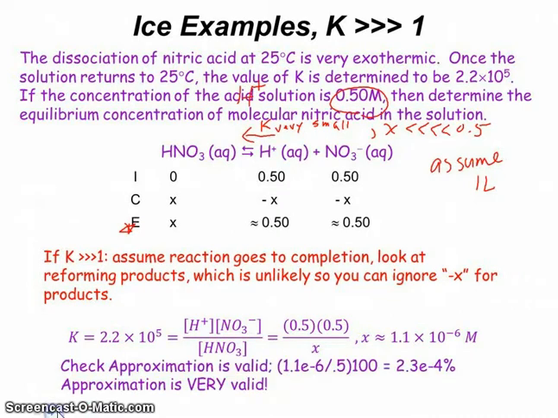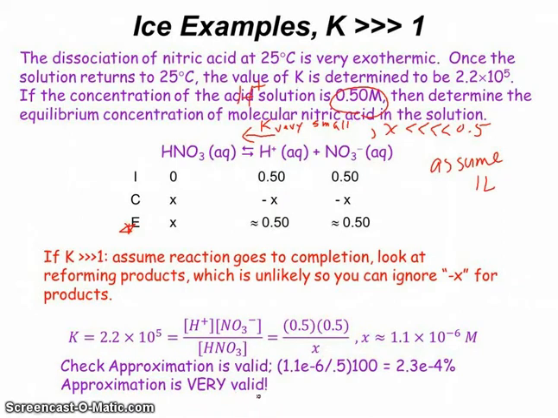And so I don't reform very much nitric acid. Now we're going to do like we did last time and prove. So I'm going to take 1.1 times 10 to the minus 6 as my X, divide it by my 0.5, multiply by 100. That's not even 1%. It's much smaller than 1%. So in this case, our approximation of ignoring that was very, very valid.